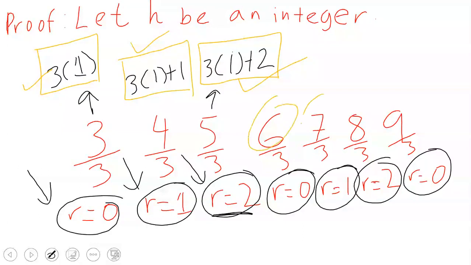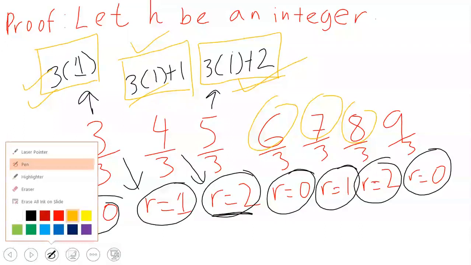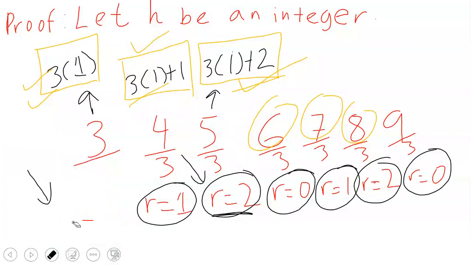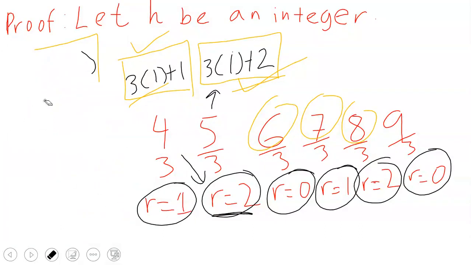We could do the same thing for 6, 7, 8, and so on. But any integer you give me is either going to be a multiple of 3, a multiple of 3 plus 1, or a multiple of 3 plus 2. And we're going to use that idea in answering this question. So let's use that idea.